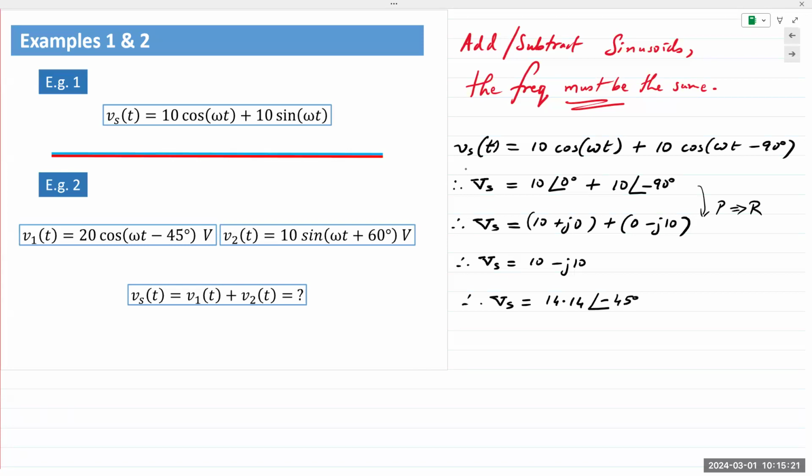Is that the value that you obtained, or whoever did the calculation? Did you all obtain the same answer? You obtain 14.14 with a phase angle of minus 45. Yes or no? Or you haven't cracked open the worksheet yet? Yes. Question?